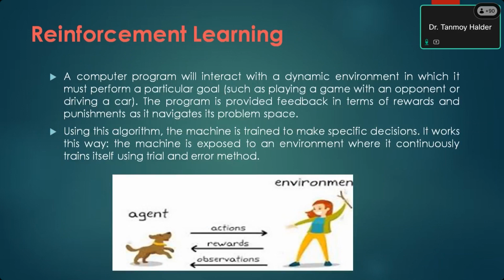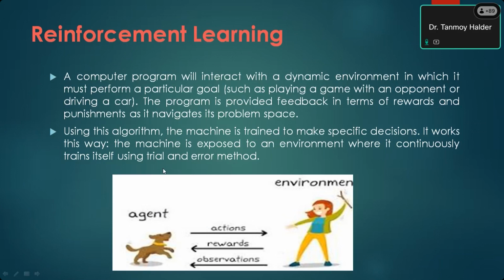Suppose this dog is an agent, okay, and you are the environment. The dog's action is that the dog is barking at you and coming to you. Now, what is your reward? You may entertain the dog by giving some food. You may want to give something else. That means you want to avoid the dog. You are threatening the dog. Okay, so according to that, the dog will behave.